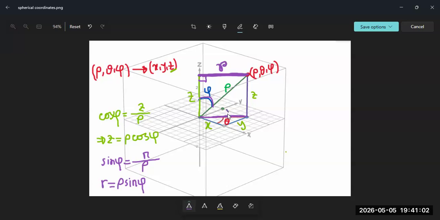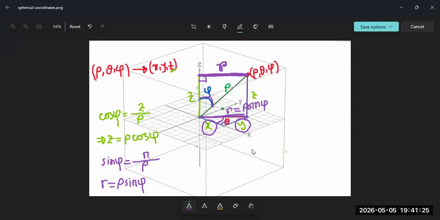So this is our r quantity, and we know the angle theta, and this is again a right angle triangle, and we want to calculate the x and y values. That means the base and the opposite of this right angle triangle. So again, we already know this length, r is equal to rho sin phi.